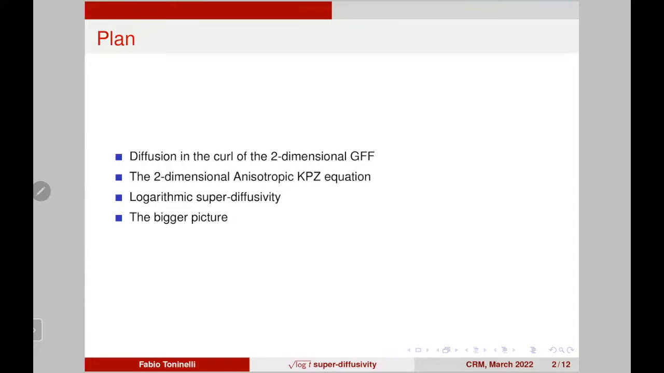And then we'll see that the common feature of these is that they show certain superdiffusivity phenomena that are logarithmic, and actually of the same type, the square root log t superdiffusivity that you see in the subtitle. And then I will tell you a bit about the conjectures and results, and then try to put these results in a larger framework of logarithmic superdiffusivity in other contexts.